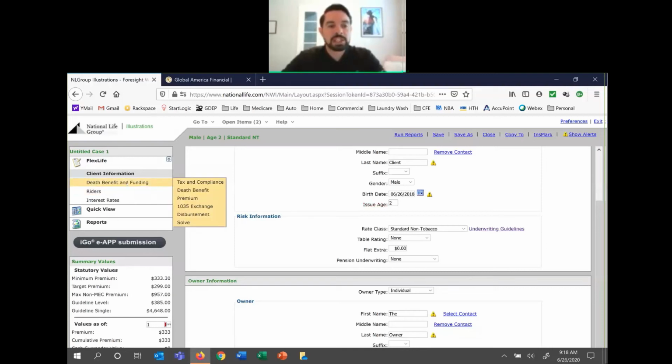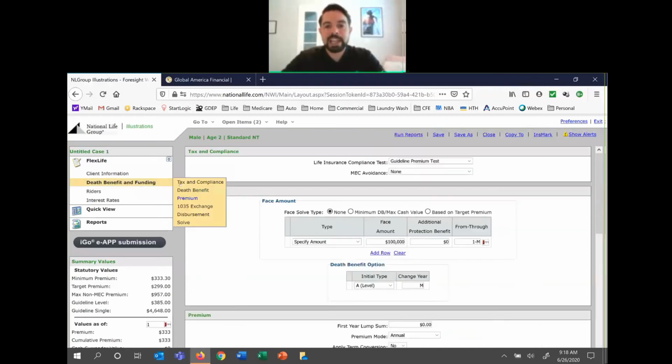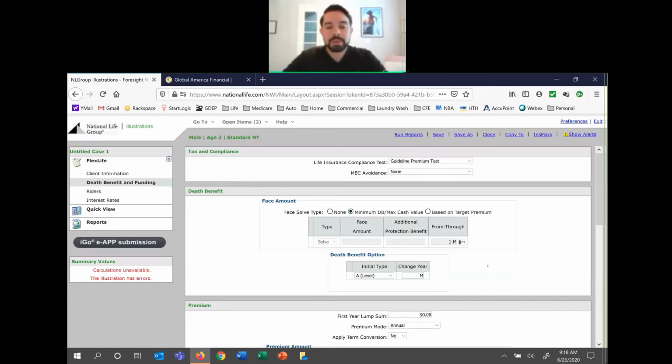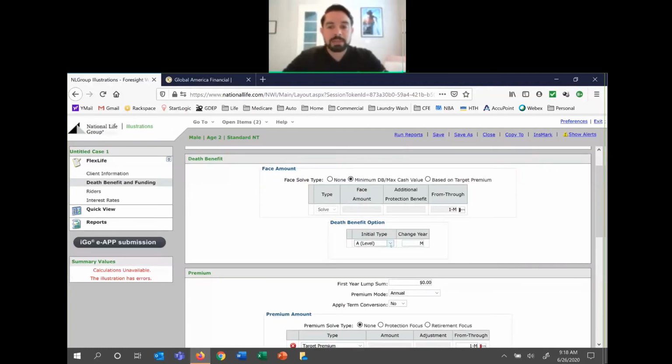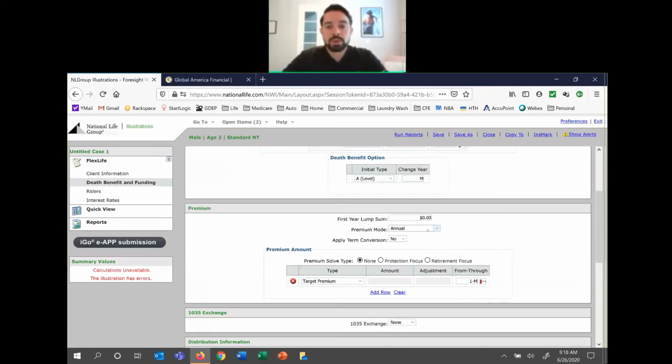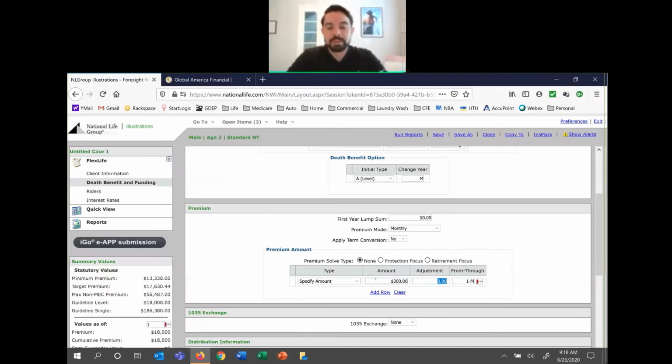Okay. So now let's go to death benefit and funding. And let's do the same kind of situation we talked about last time, except we're only going to put in the money that we're going to use to pay for college. So we're going to put minimum death benefit, max cash value, and we'll play with the level and increasing in a minute. So let's leave it at level for now. We'll do premium mode. Let's do monthly. And let's change it to specify amount. And in this situation, let's do $300 a month, okay, between now and the time they graduate college. Let's put age 22, okay?